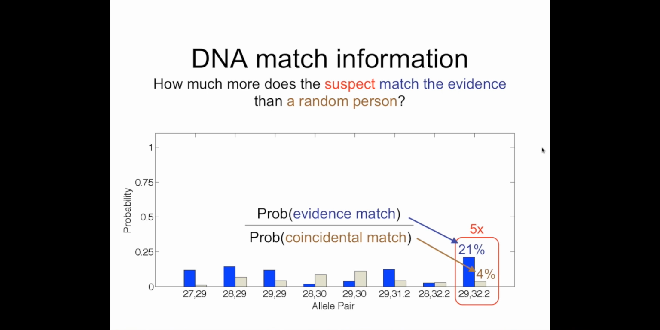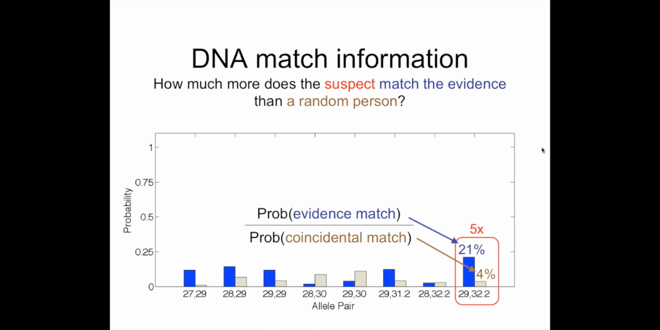When the blue bar is taller, that means that the evidence match is higher than a coincidental match, like at 29-29. And when the genotype probability from evidence is lower than the population, say next to it at 28-30, that's evidence against a match. In this case, at locus D21, all the way on the right, we fix on this allele pair 29-32.2 because that is the allele pair of a suspect. And so the math lets us largely focus at that allele pair and then make a comparison.